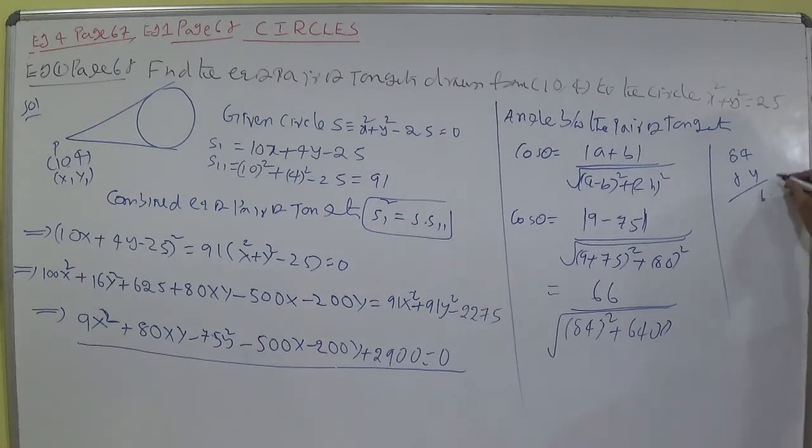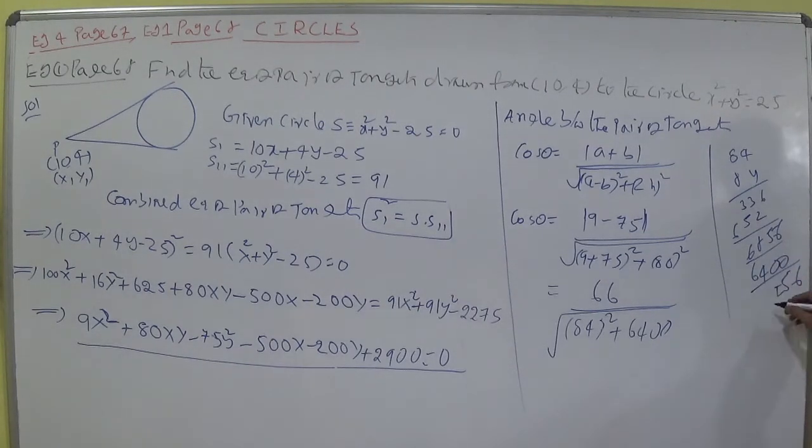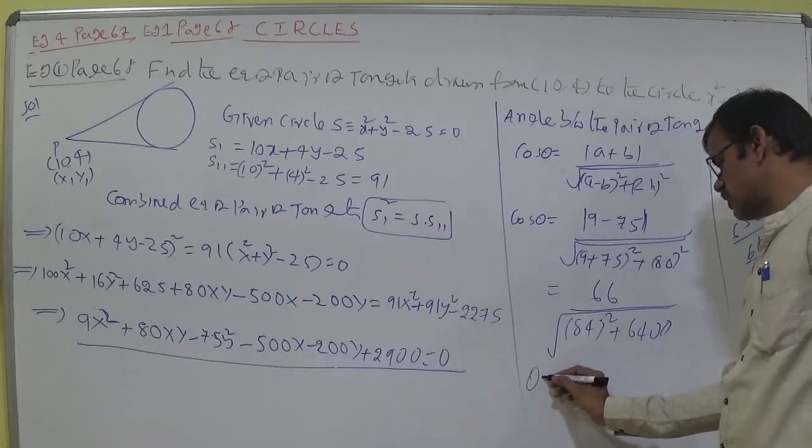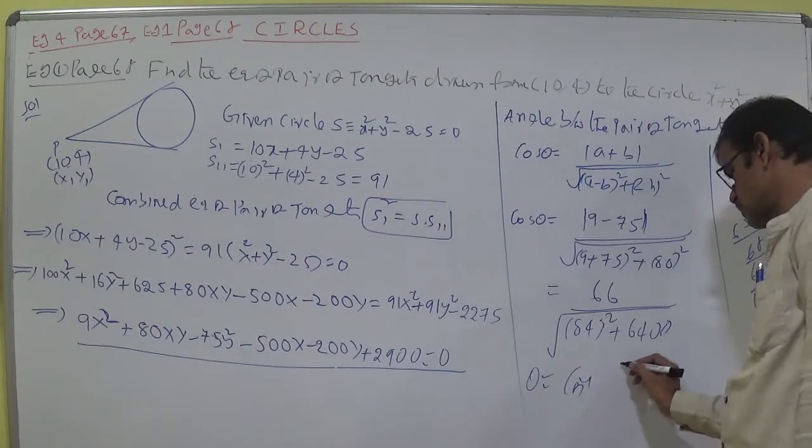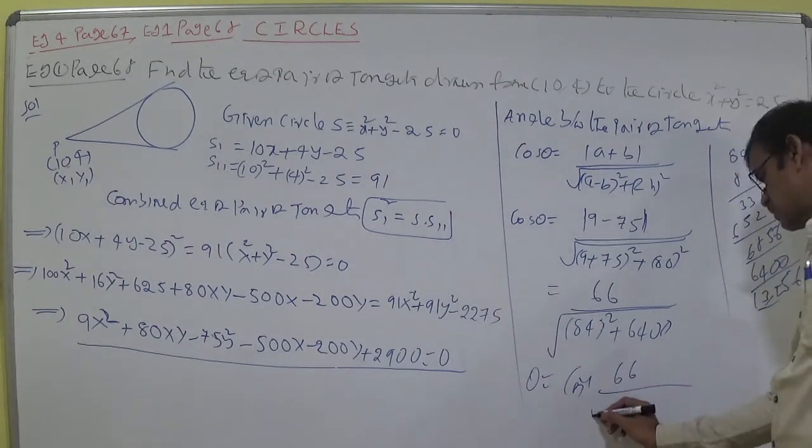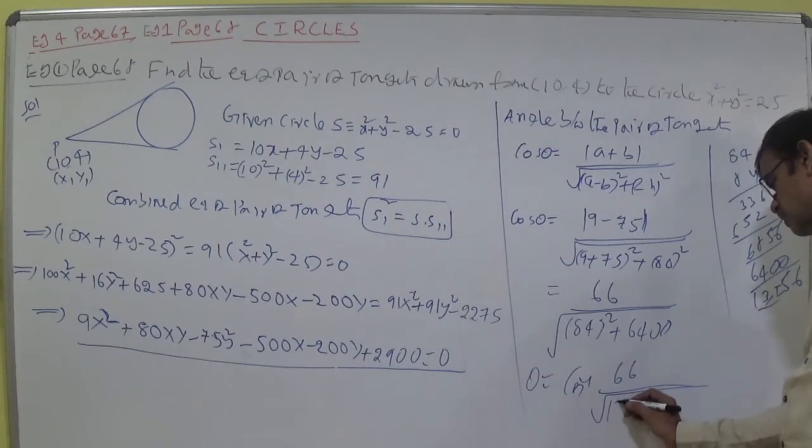4 4s are 16, plus 16 is 32, 33. 8 4s are 32, 3 8s are 24, 65. Then 6400 plus 856 gives 13,256. Maybe a root is there, so we write simply like this: theta is equal to cos inverse of 66 by root of 13,256.